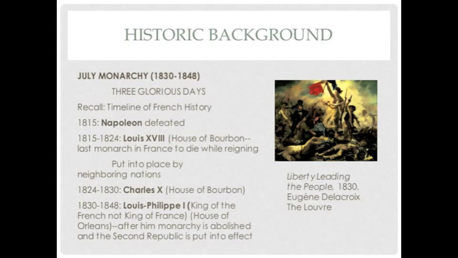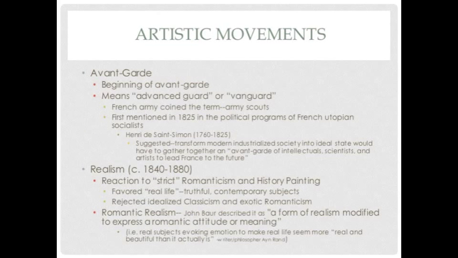In 1848, another uprising took place and the monarchy was abolished. After the abolition of the monarchy, the Second Republic was put in place. Many artistic movements began during this time.